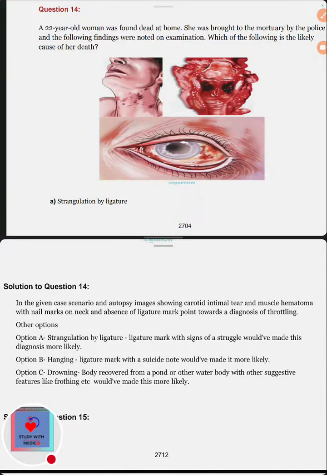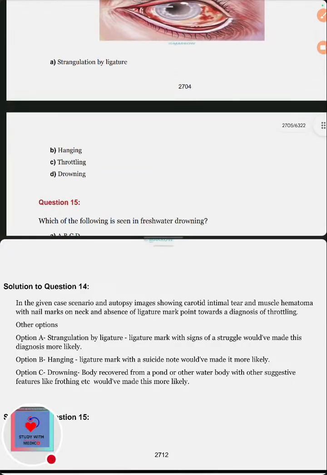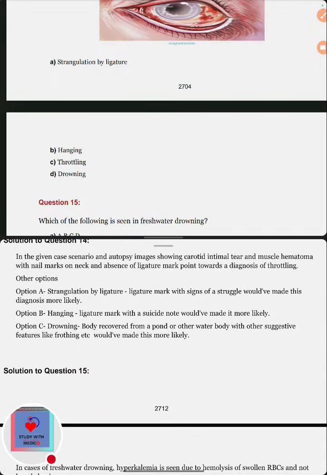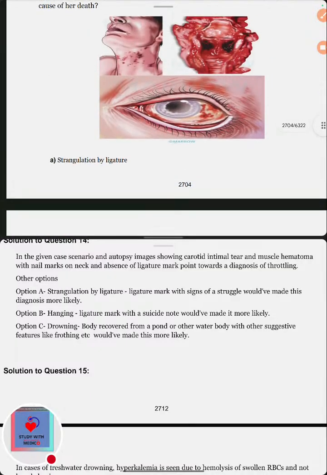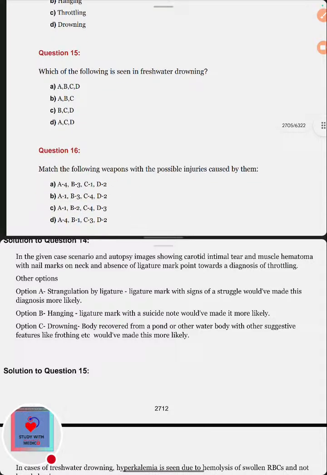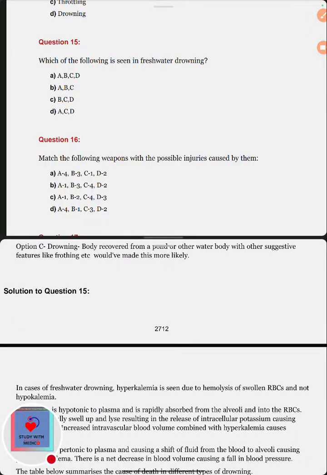Carotid intimal tear or muscle hematoma, nail marks, or absence of ligature mark. So there is no ligature mark, right? Throttling. There is no ligature, but nail marks are there. And another important thing is there is intimal tear and muscle hematoma. So throttling, strangulation by using the hand.